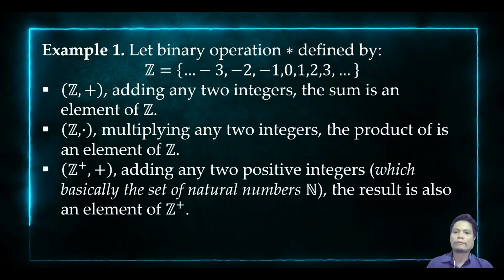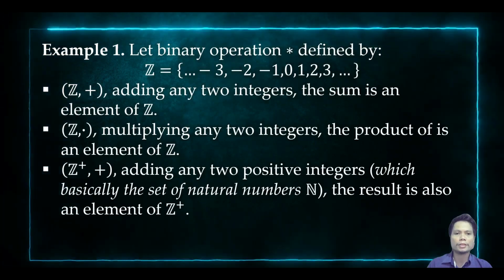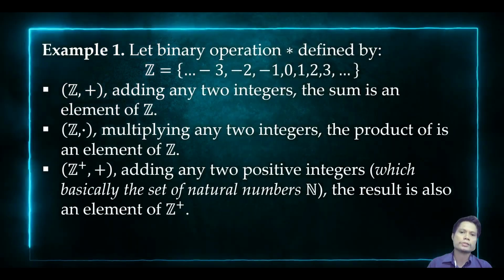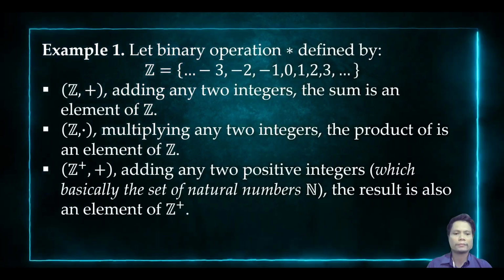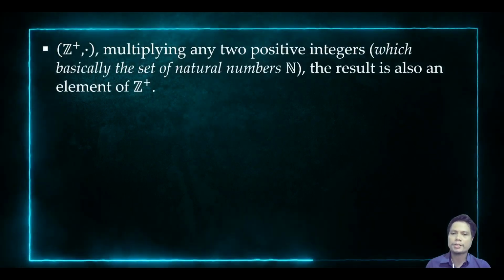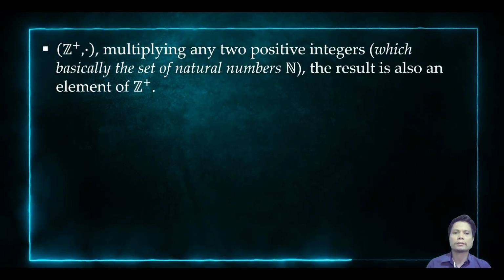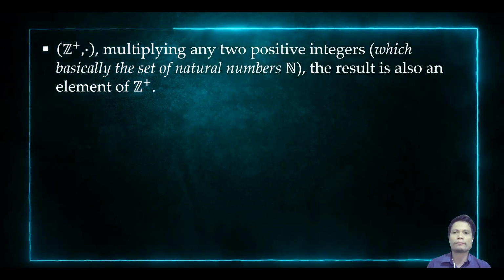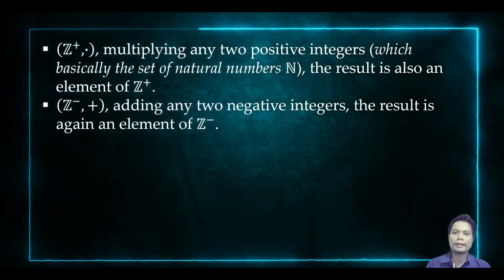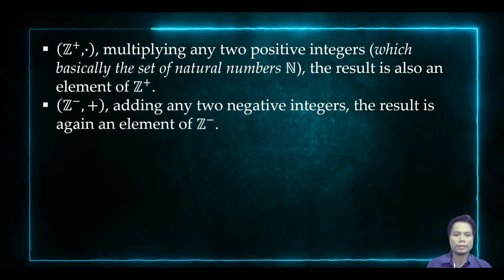The set of positive integers under addition: adding any two positive integers, which is basically the set of natural numbers, the result is also an element of positive integers. The set of positive integers under multiplication: multiplying any two positive integers, the result is also an element of positive integers. The set of negative integers under addition: adding any two negative integers, the result is, again, an element of negative integers.